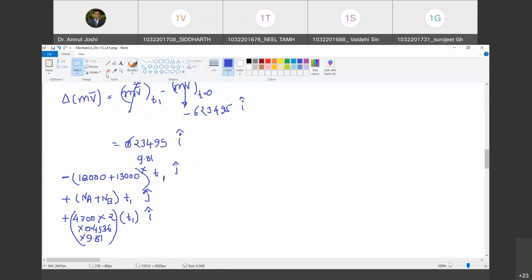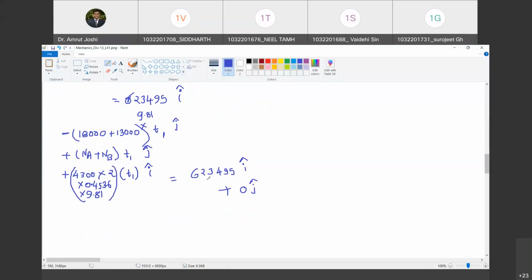This must be equal to 623,495 i cap plus 0 j cap. Do you agree with me? Yes, sir. So now equate the components of j cap. So what do you get? You will get Na plus Nb.